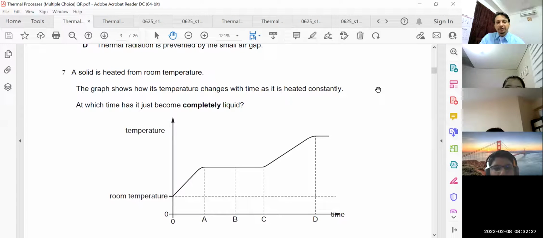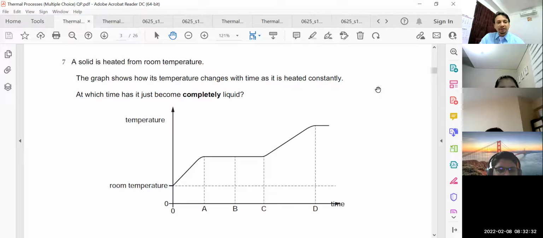A solid is heated from room temperature. This is an important question. The graph shows how its temperature changes with time as it is constant. At which time has it just completely turned liquid? Look at the graph. At what time is it converted into liquid?